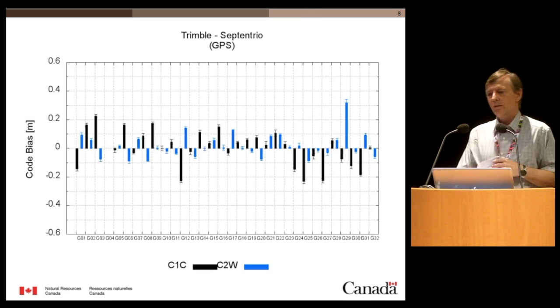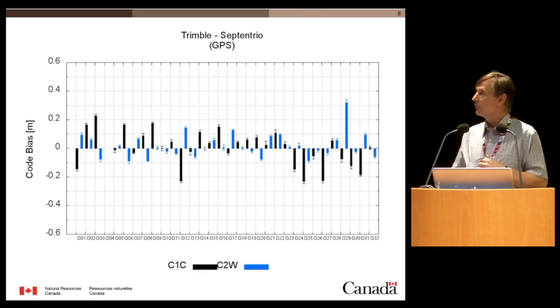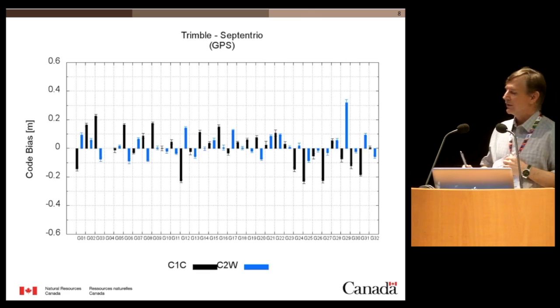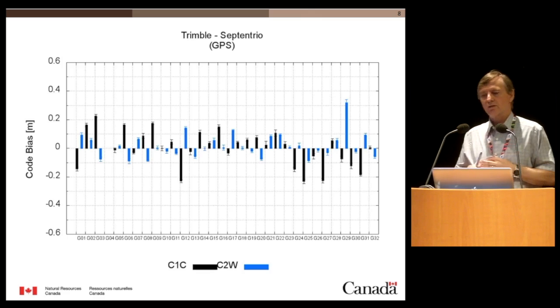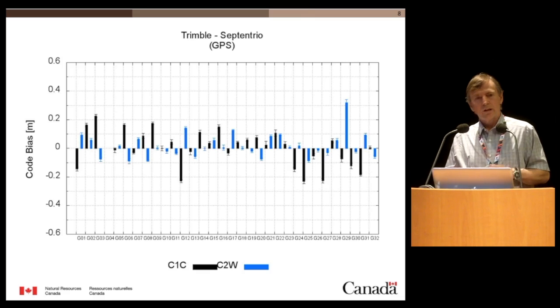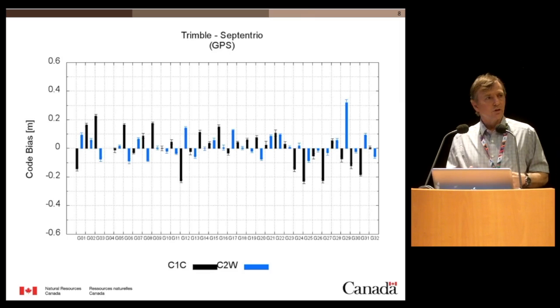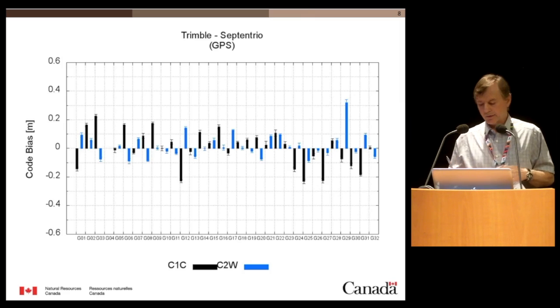Now, I think that something that's important to say is that the differential code biases that are estimated by everyone, I believe, assume that the receiver types are compatible, so that the L2W and L1W values are similar. I think from what we've seen here, they're not really similar. So the DCBs will have noise and maybe biases.